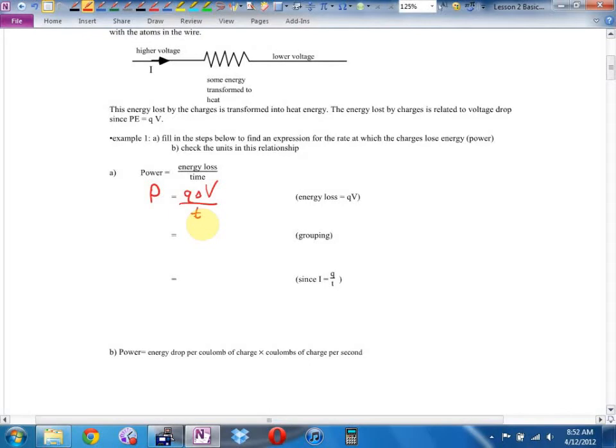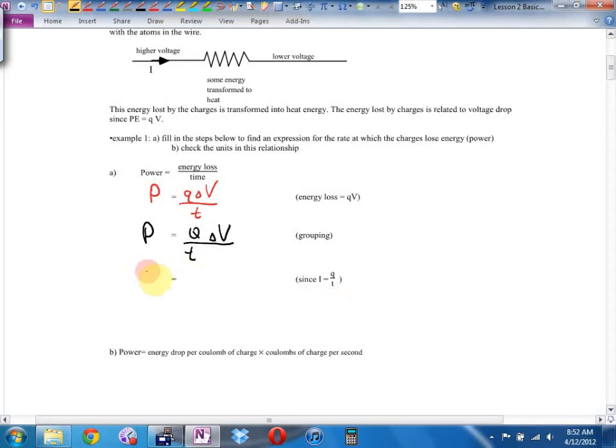Now, here's what I want you to notice. I can rewrite this as power equals, I'm going to move the change in voltage over, and I'm going to put the T right underneath the Q, and I'm going to capitalize the Q. Because, what did we say last day, what is Q over T? That was one of two equations we did last day. And if you're not sure, if you glance right over here, I think it gives you a little hint.